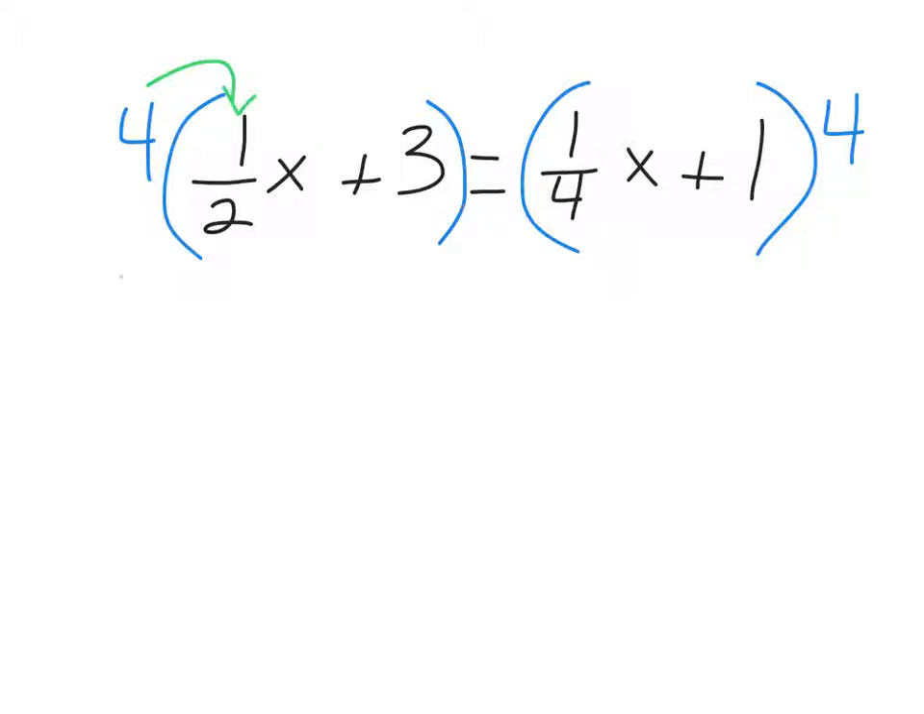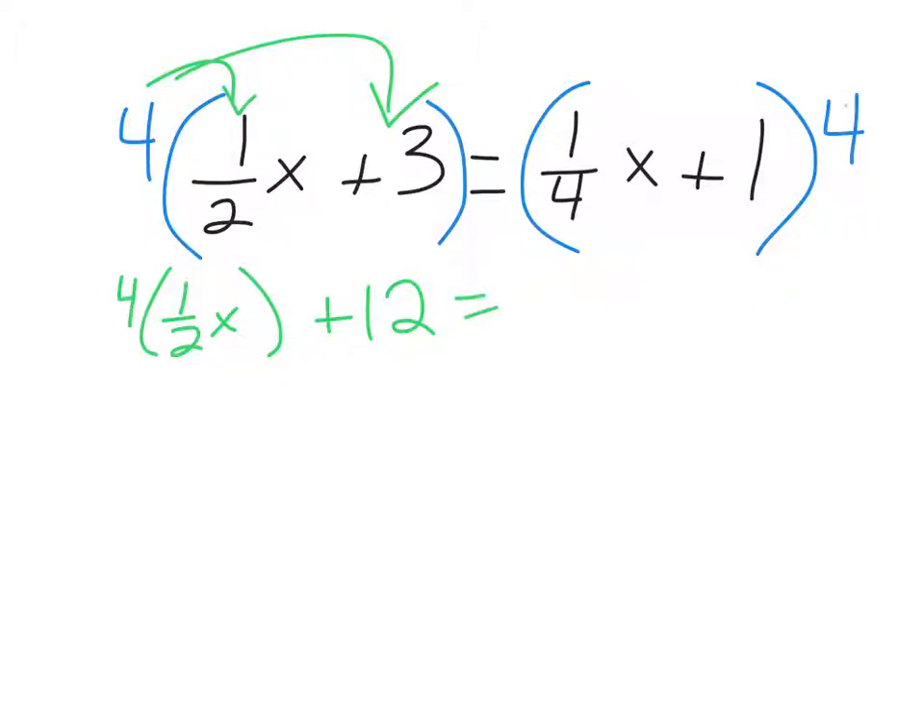So 4 times 1/2 x is what we're doing first. 4 times 1/2 x. Looking at that individually is going to help us to see how we can cancel out that denominator. But don't forget, 4 also has to be multiplied by 3. We know 4 times 3 is going to be 12. So I'll go ahead and write that down.